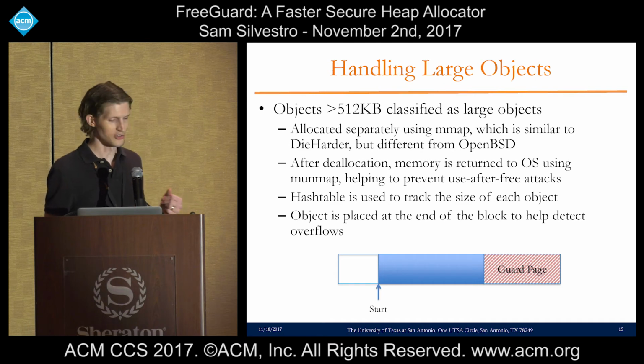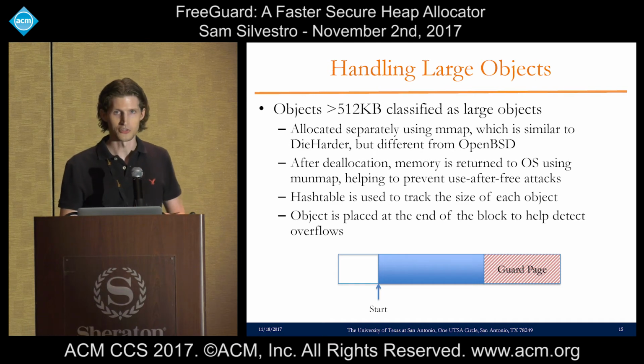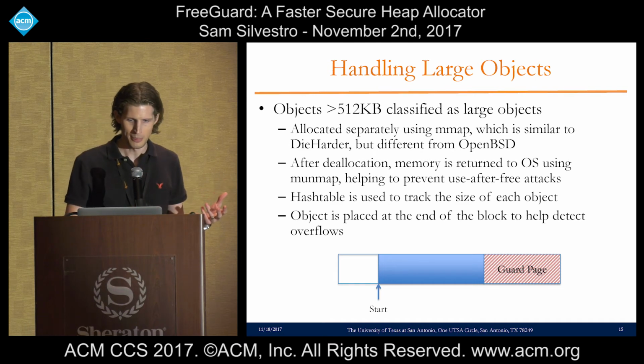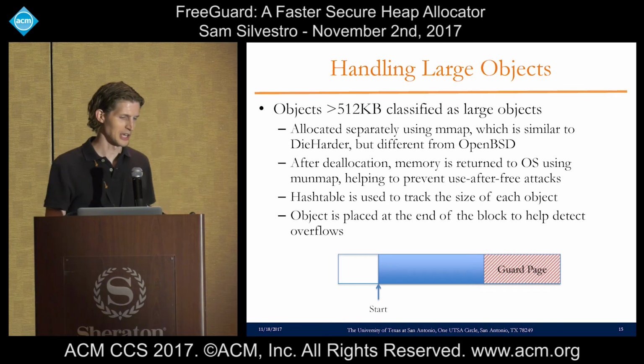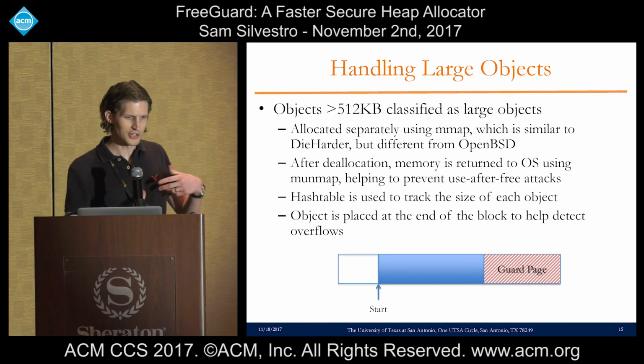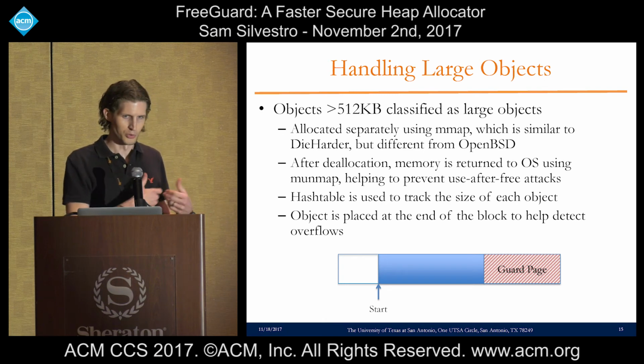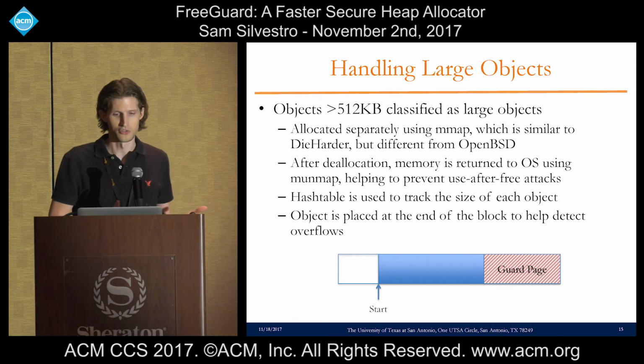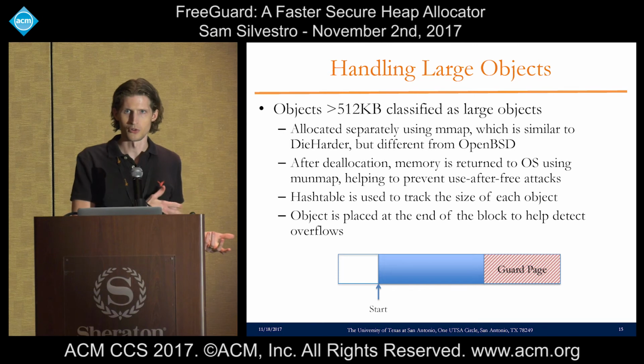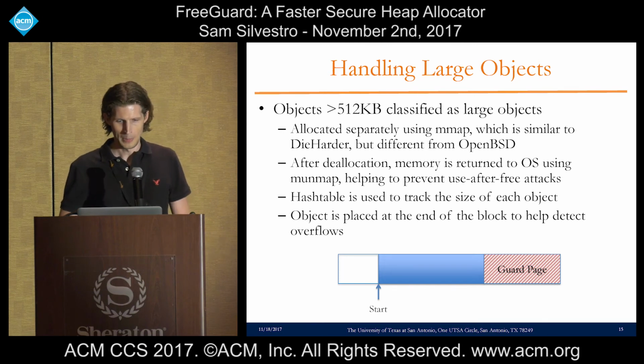OpenBSD uses a page cache, which it will use to try to satisfy that request. Then after deallocation, the memory is returned to the operating system by munmap, and this helps prevent use after free attacks, because any subsequent attempt to access that memory would result in a segmentation fault because this is just unmapped. It's an unmapped range now. Whereas in OpenBSD, those pages can be returned back to the page cache.